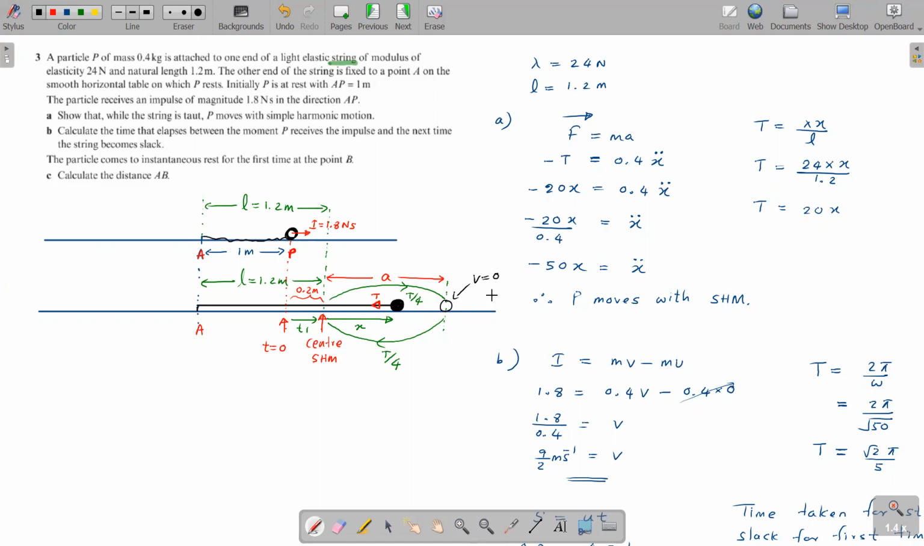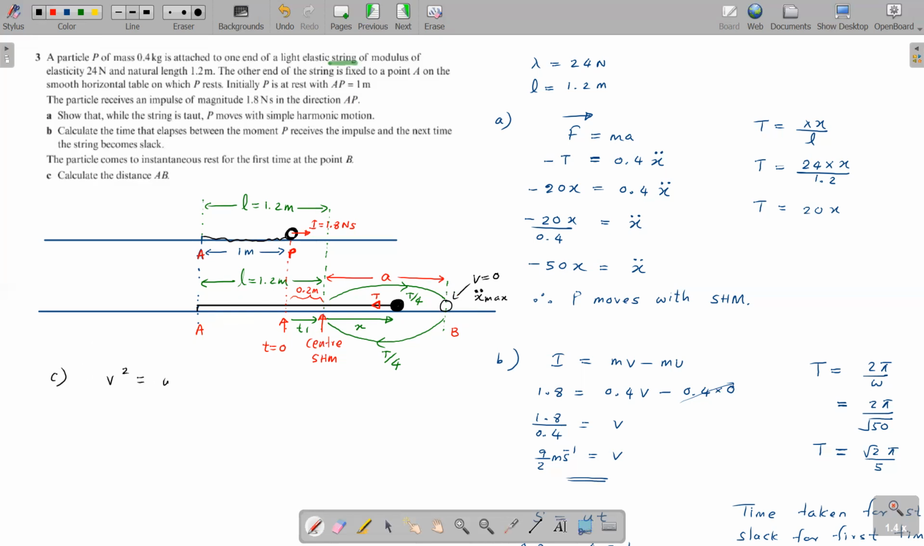The acceleration is maximum, x double dot is maximum, but the velocity is 0, which means this is at the amplitude. That's the place where you come to instantaneous rest. Are you with me? So that's the point B. They're asking you to get the AB distance. How do you get the AB distance? AB distance is the natural length plus the amplitude. All you have to do is find the amplitude. Natural length plus amplitude. So how do you get the amplitude?